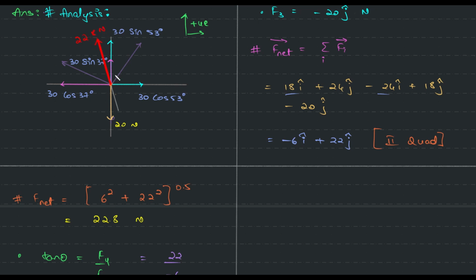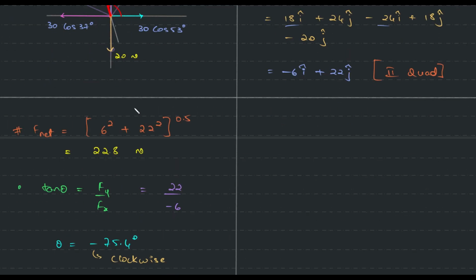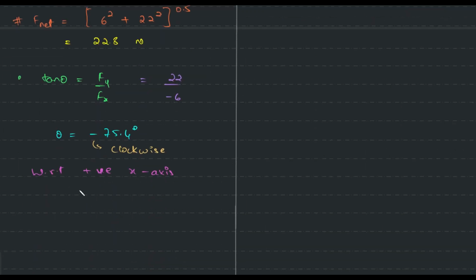And this will have a magnitude of 22.8 Newton. So this angle in this direction would be how much? So this difference is 180 minus 75.4, which is 104.6 degrees. So theta will be 104.6 degrees.